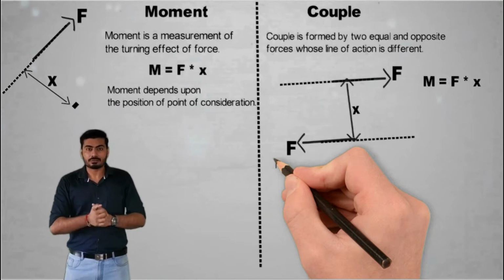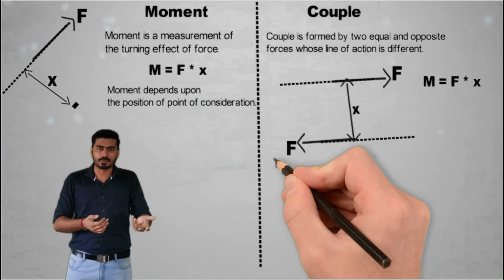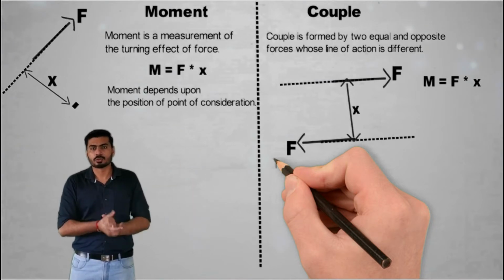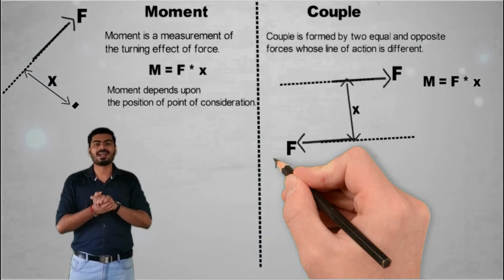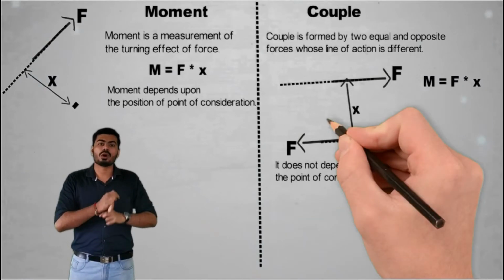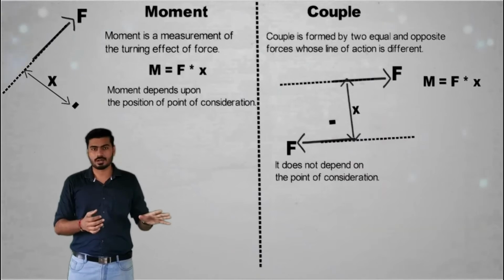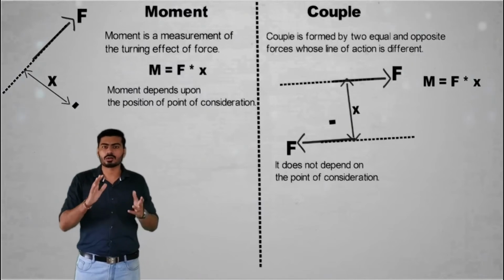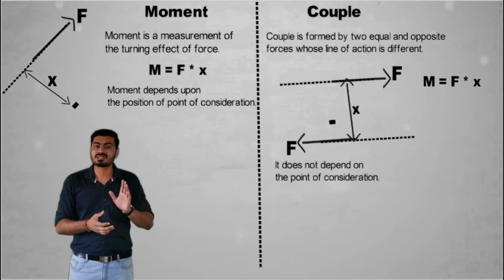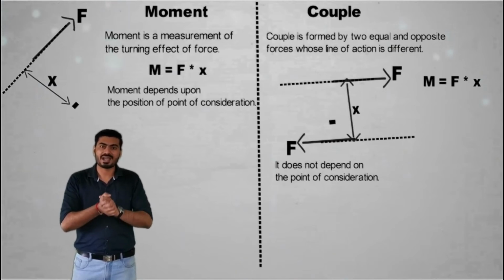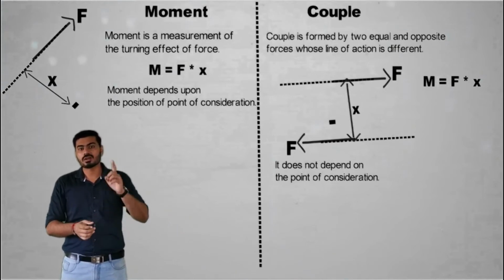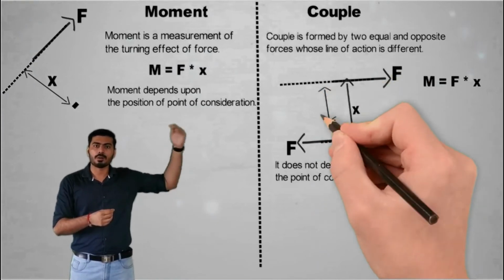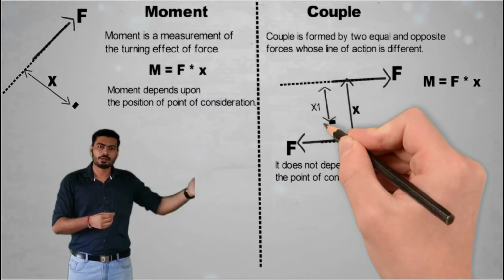Now as you can see, the formula of the moment generated by the couple and the formula of the moment generated by a single force are the same. So what is the difference between the moment and the couple? The couple is not dependent on any point of consideration. So we can say that the couple is constant throughout the plane on which it is acting, and we can prove this by considering two different points. Consider the first point, which is situated at distance x1 from the upper force and x2 from the lower force.